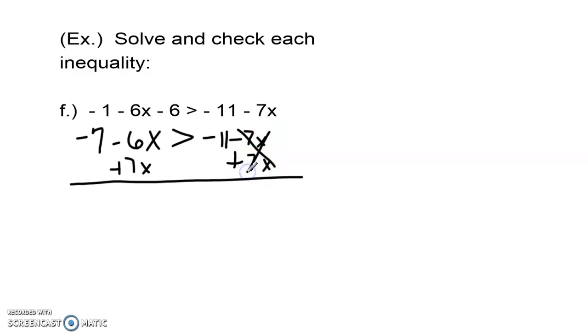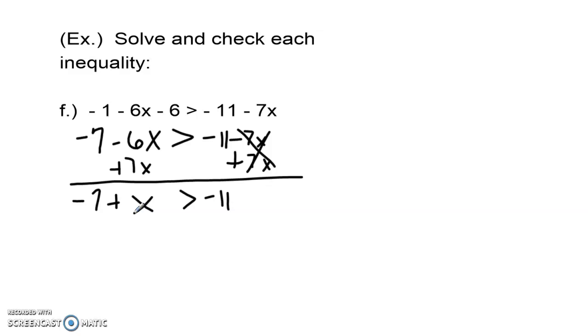And the 7x on my right is gone. I have a negative 11 on the right. I still have my negative 7 out front, and then negative 6x plus 7x would be 1x. There we go. So I have a negative 7 plus x is greater than a negative 11.